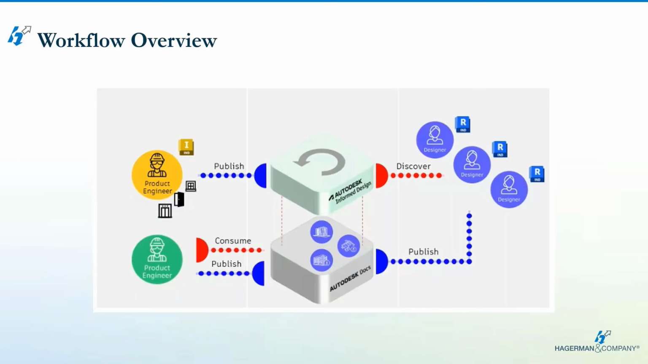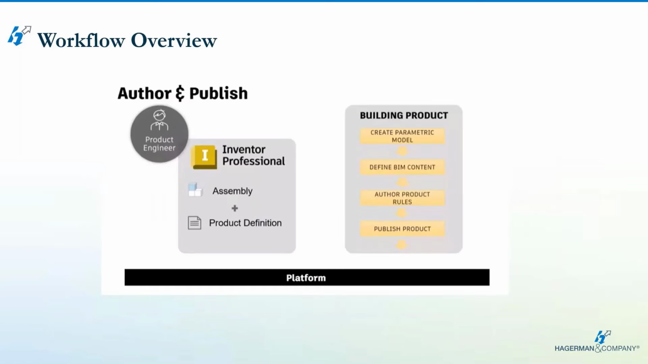So again, high level there. What does that look like? In Inventor, you've already got your assembly. We simply add a product definition, defining the content, defining the rules. And Jim's going to take you through that in some detail once we show you how I would consume it. As Jim would like to say, I'm the sizzle and he's all the meat. So we'll do the sizzle first just to get everybody's attention.